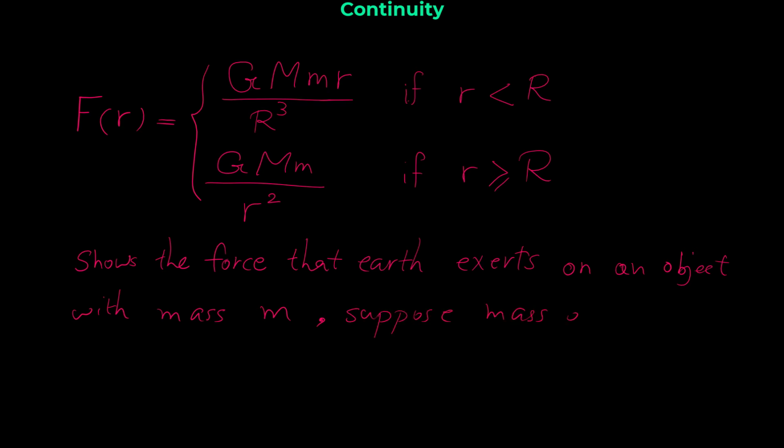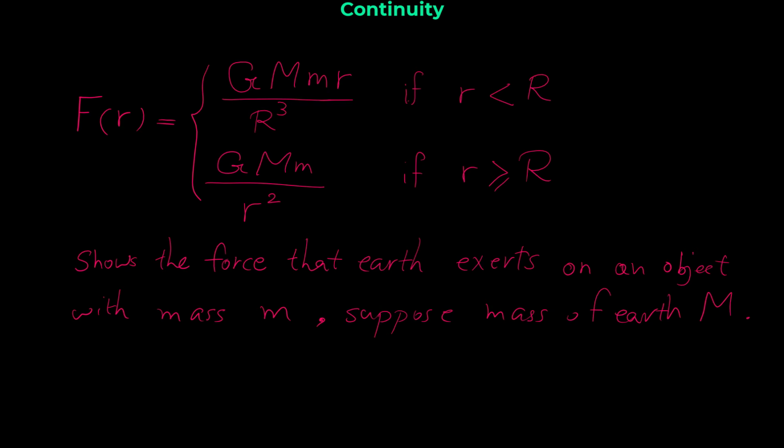And suppose also the mass of Earth is capital M. So the big M shows the mass of the Earth. The small m in the function shows the mass of the object.